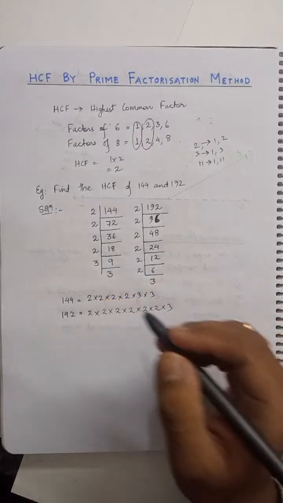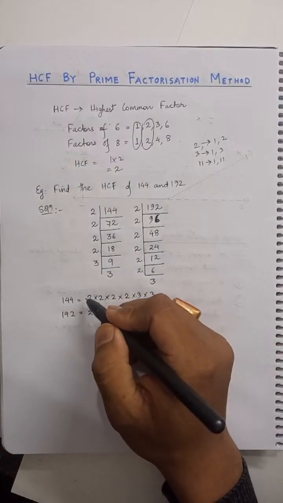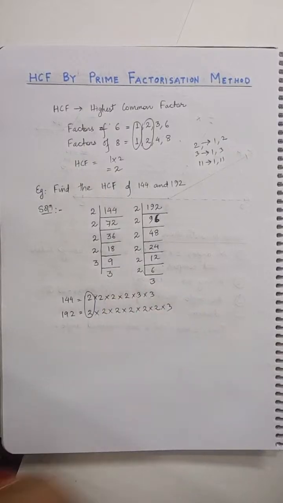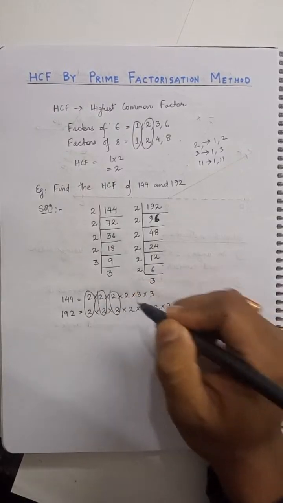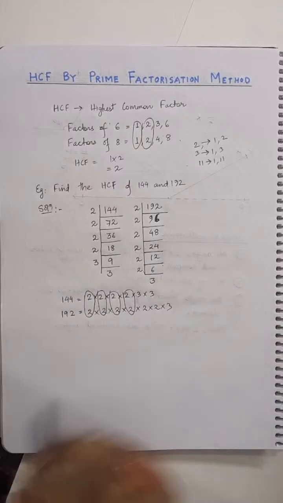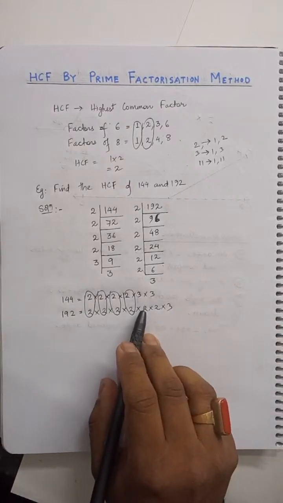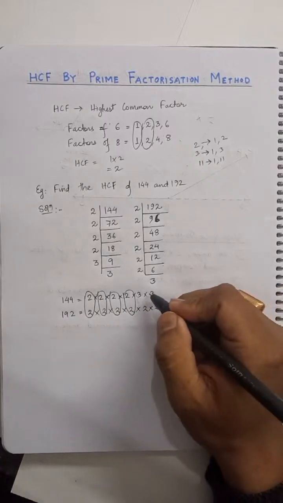So I am just writing them inside an oval. Okay, so this is one common factor, this is 1. The 144 doesn't have any more 2's left, so now we can take the 3's. 192 has only one 3, so yes.